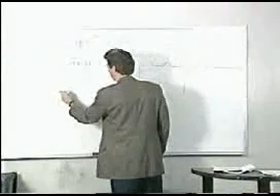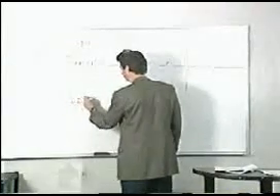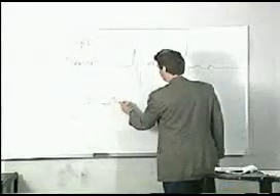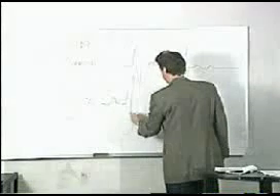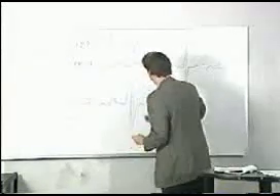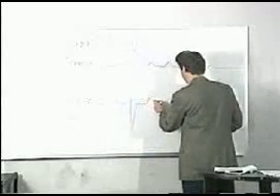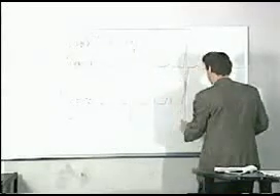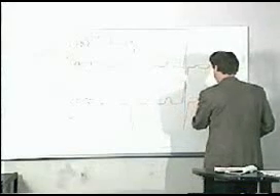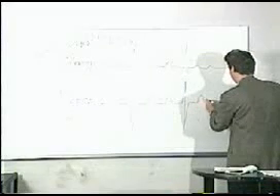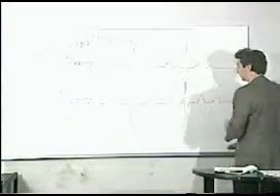Now, Mobitz 2. You have a PR. This is my T wave, P wave, QRS, P wave. That's my T wave, and then P wave, no conduction.